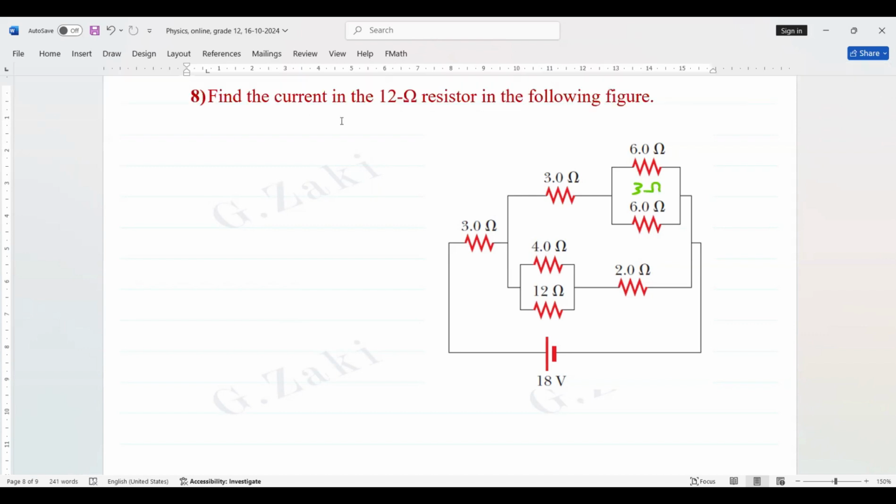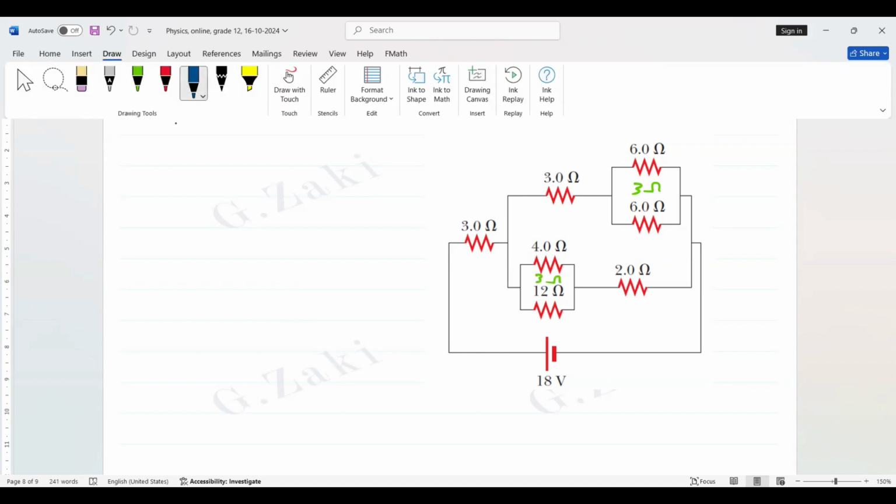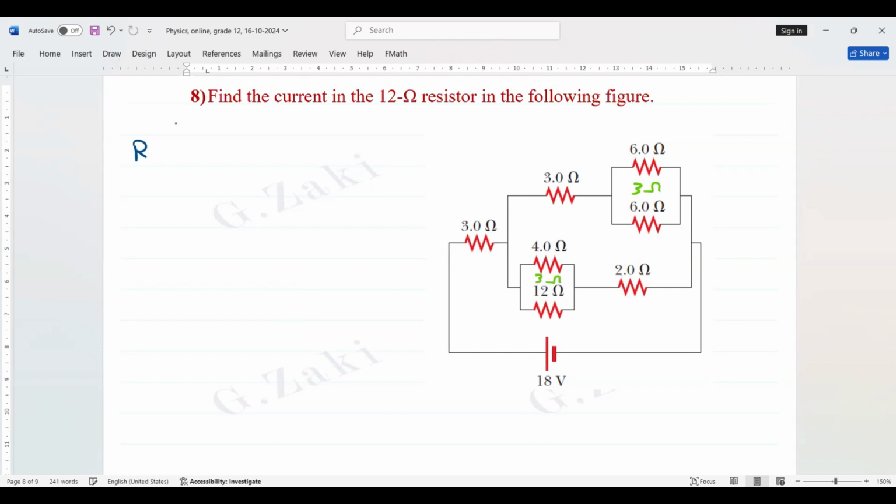Down here we also have a parallel connection. (1 over 4 plus 1 over 12), close the bracket, all to the power negative 1. It's 3 ohms. Now we can get R total. This is the first step. R total. When we go in this way, we find the 3 ohms and 3 ohm in series, so it's plus.